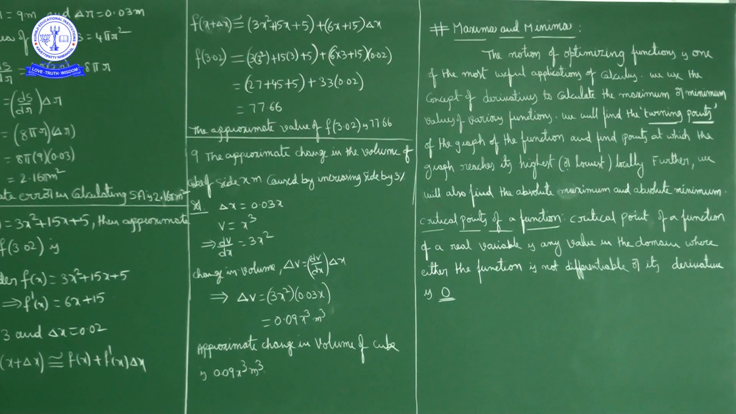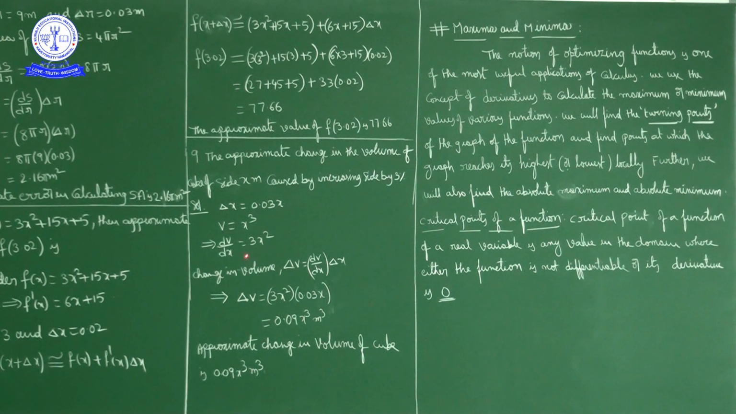0.03x. Okay, now what we have to find? Change in volume, approximate change in volume. So what is volume? Volume of a cube is x cube. Now differentiate with respect to x, what we get? dv by dx is equal to x cube derivative, 3x square. Okay, now change in volume delta v is equal to dv by dx into delta x.